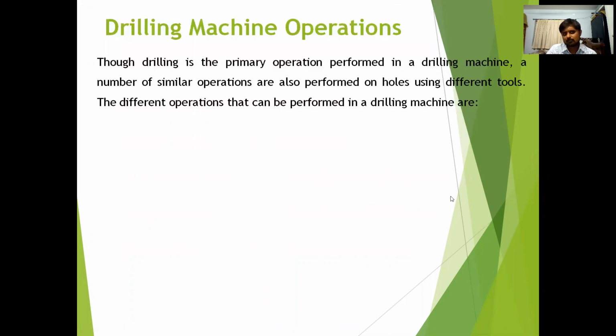Though drilling is the primary operation performed in a drilling machine, a number of similar operations are also performed on holes using different cutting tools. So here we know that we can perform the drilling operation on a drilling machine. Along with the drilling operation, we can perform many similar operations on the holes. For that, we are going to use different cutting tools.